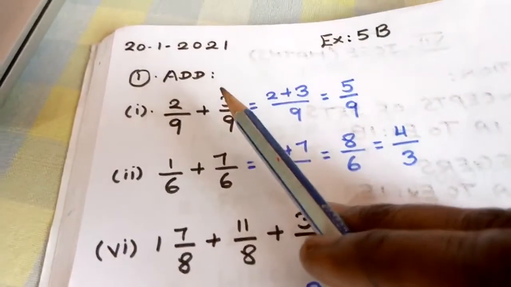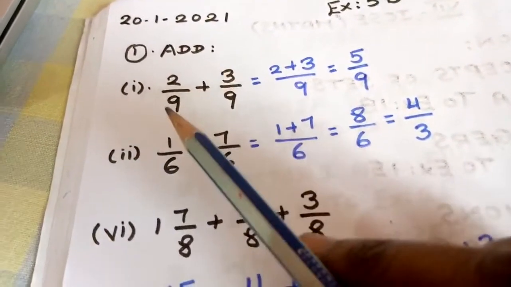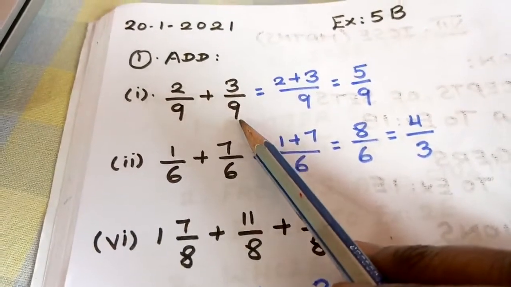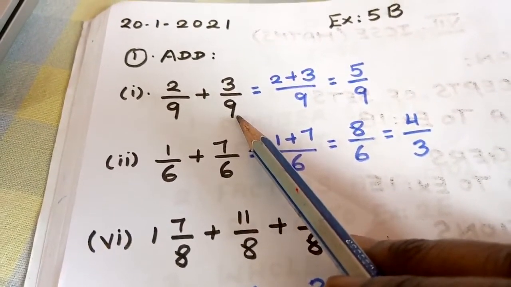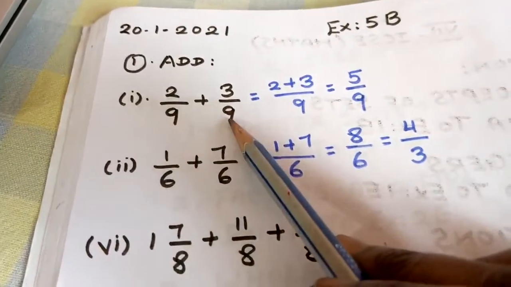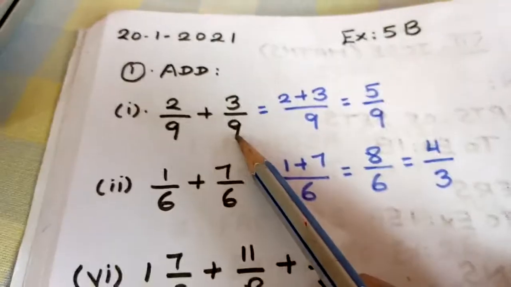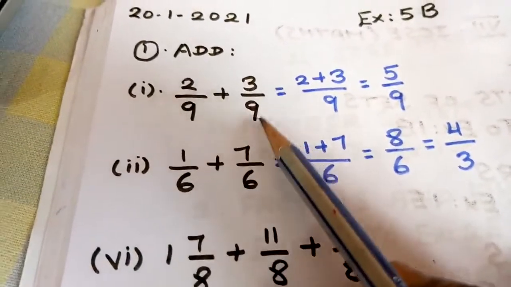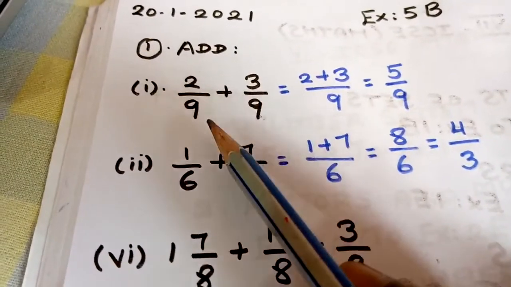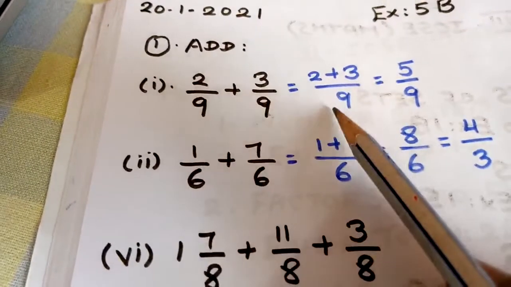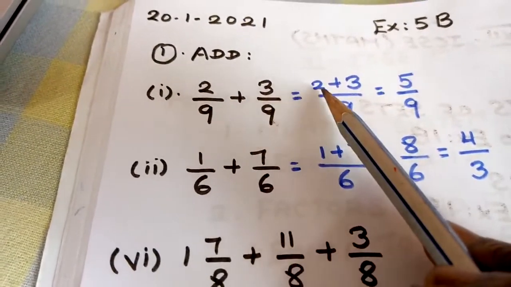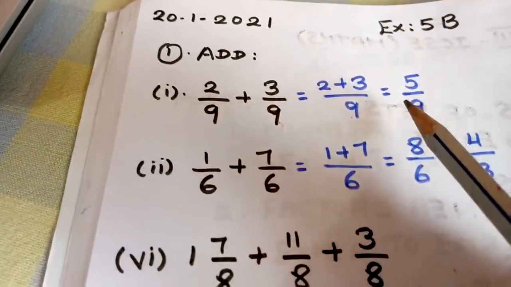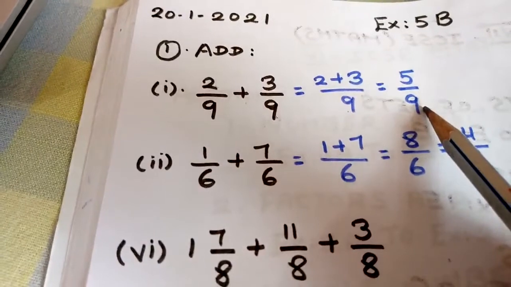So the first question here is, they are asking you to add the given number 2 by 9 plus 3 by 9. So in this particular question, you have two fractions. While you are adding two fractions, first you are going to check the denominator. Your denominator is the same, that is 9, so write that 9 as it is, and in the numerator you are going to add the numbers, that is 2 plus 3, and you are going to get the answer as 5 by 9.